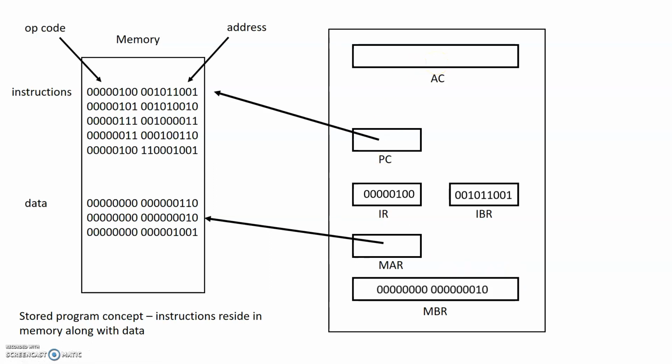The slides have the definitions for all of these things. So the program counter, the instruction register, instruction buffer register, memory address register, memory buffer register, and the accumulator. And so this is just that one aspect that is in Stallings Chapter 1, the stored program concept, and a high-level overview of how the IAS computer works.